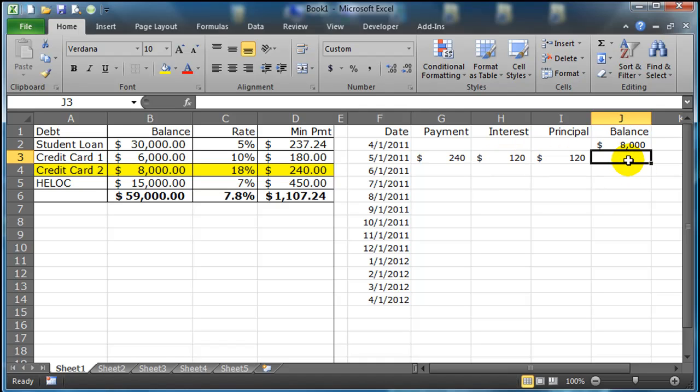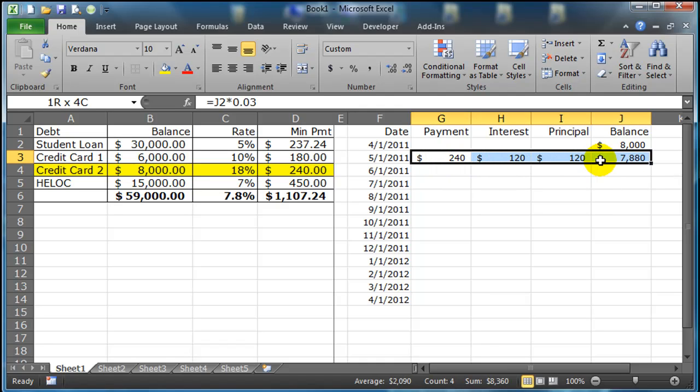So my balance after I make that $240 payment is going to be my previous balance minus the amount applied to principal. Oops, made a little mistake there, didn't I? Let's try this again. Equals previous balance minus the amount applied to principal. So although you paid $240, you didn't reduce your debt by $240, you only reduced it by $120.